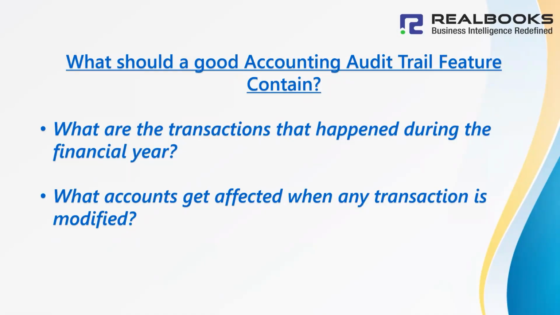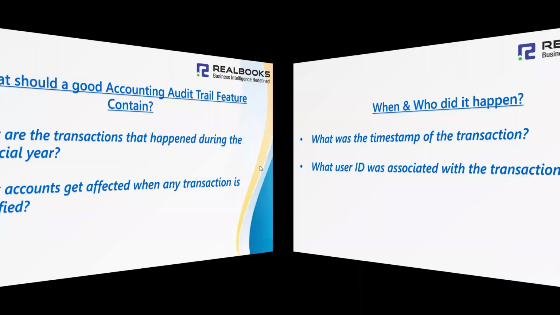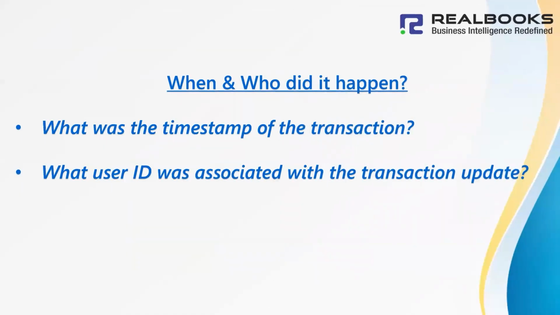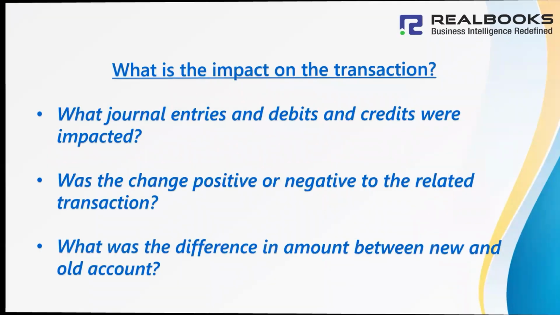Let's understand in detail. The first question that arises is what should a good accounting audit trail feature contain? Point number one would be, what are the transactions that happen during the financial year and what accounts get affected when any transaction is modified? The second question is when and who did it? What was the time span of the transaction? What user ID was associated with the transaction update? All sorts of details need to get tracked.